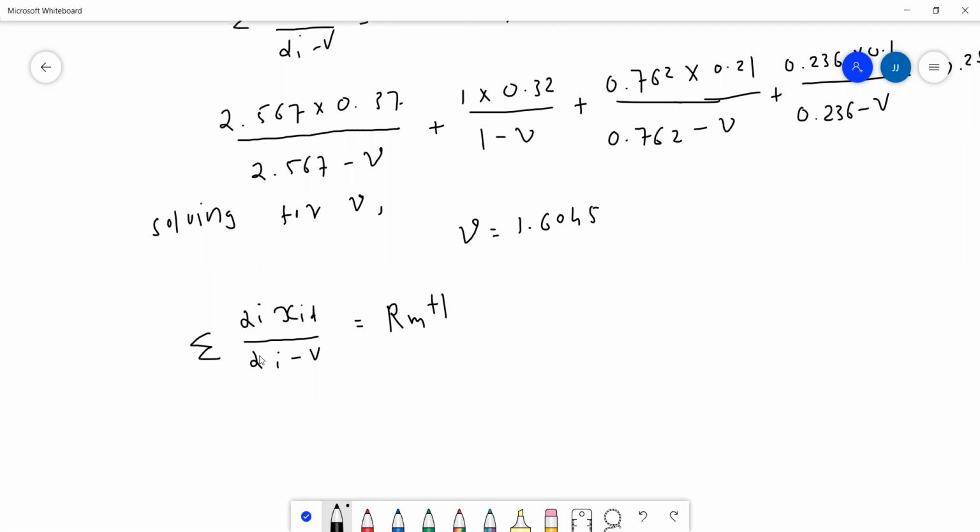Composition of individual components, right? So for n-butane it is 2.567 multiplied by its composition in distillate, which is 0.95, divided by 2.567 minus V, the constant V, that is 1.6045.